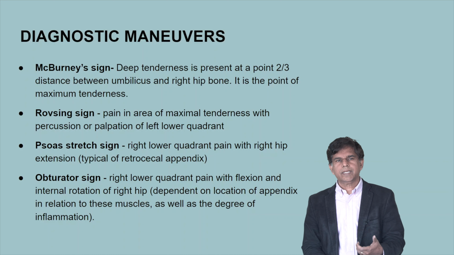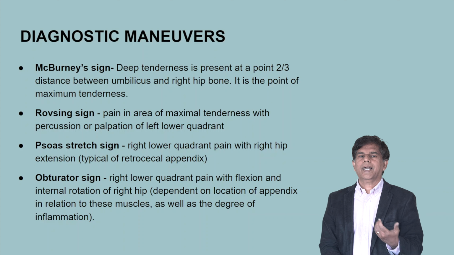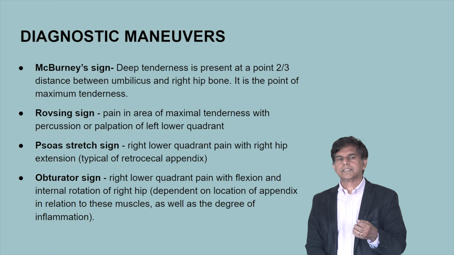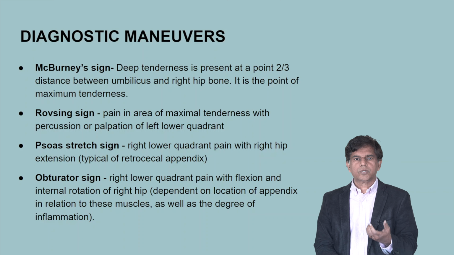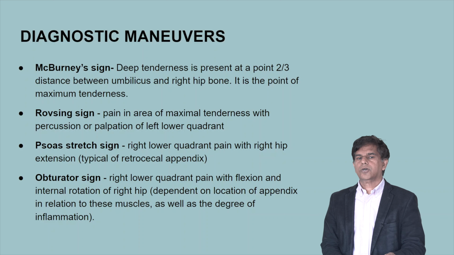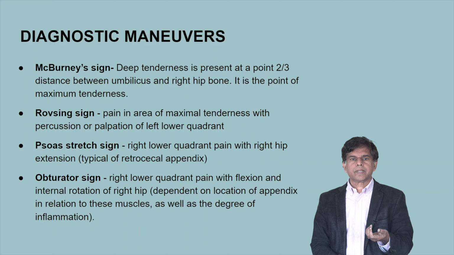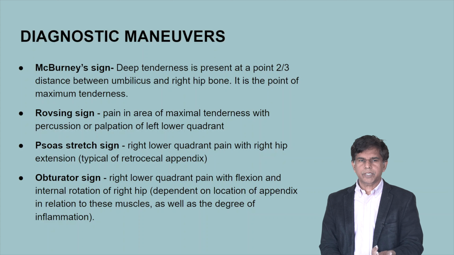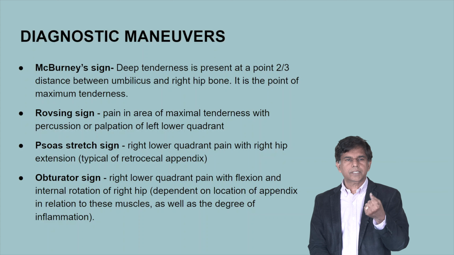That is McBurney's sign. Then you have Rovsing sign: pain in the area of maximum tenderness with percussion or palpation of the left lower quadrant. Then stretching of the psoas muscle, which is called the psoas stretch sign: right lower quadrant pain with right hip extension, typical of a retrocecal appendix. And then finally the obturator sign: right lower quadrant pain with flexion and internal rotation of the right hip. It could depend on the location of the appendix in relation to those muscles as well as the degree of inflammation. So those 4 signs you need to know: McBurney sign, Rovsing sign, psoas sign, and obturator sign, okay?